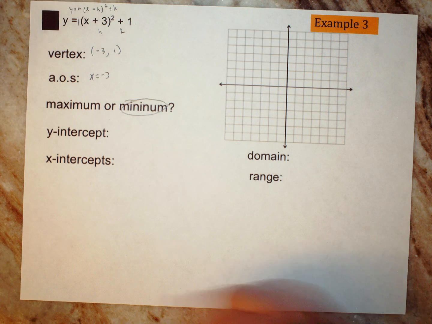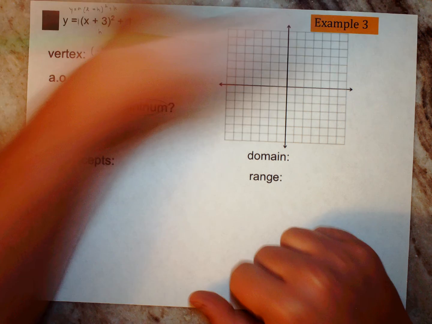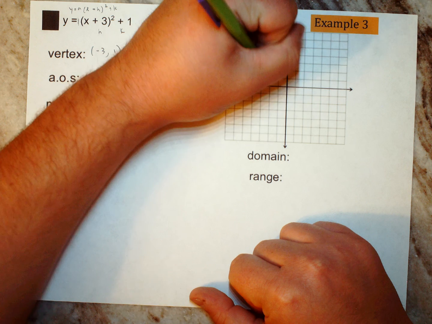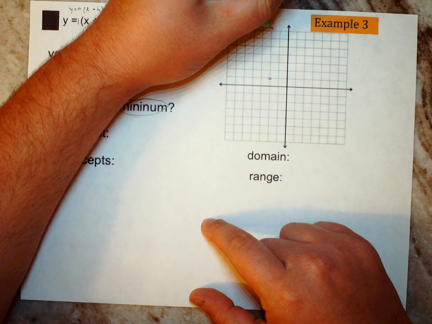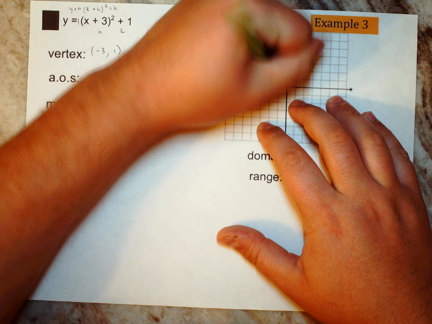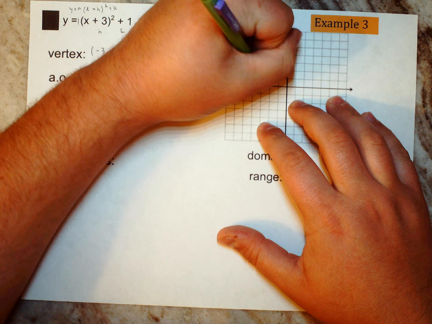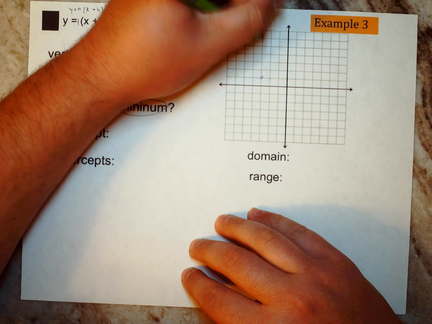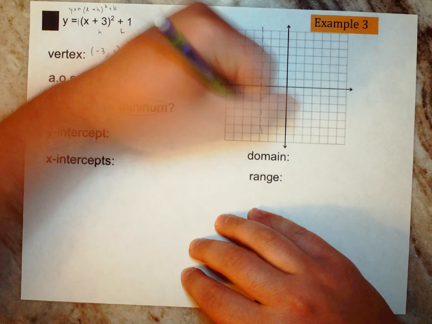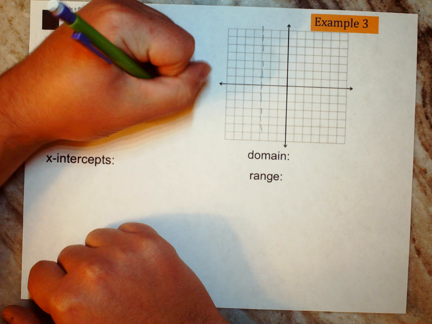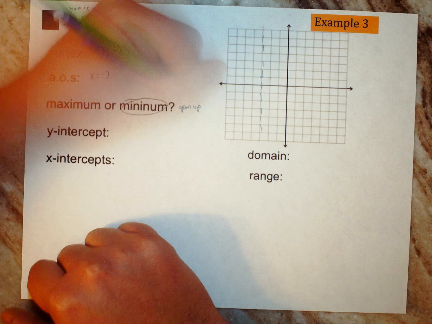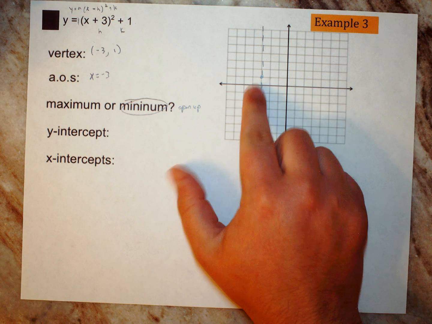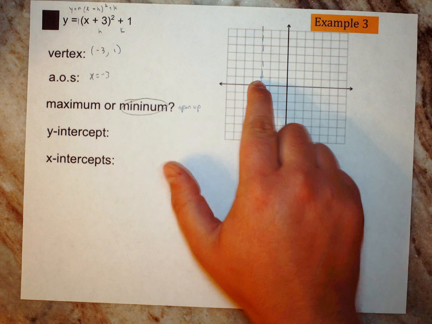So I'm going to stop right here and I'm just going to plot those things. So over negative 3, up 1, axis of symmetry. Oops, I'm sorry, that was only 2. All right, so because this is a minimum, the parabola is going to open up. So keep that in mind, that this is going to be the minimum and it's going to open up.